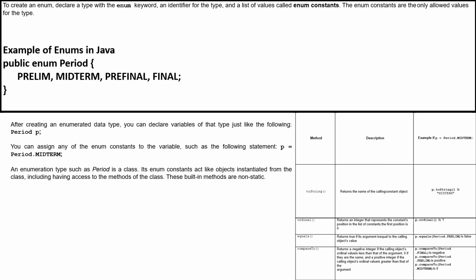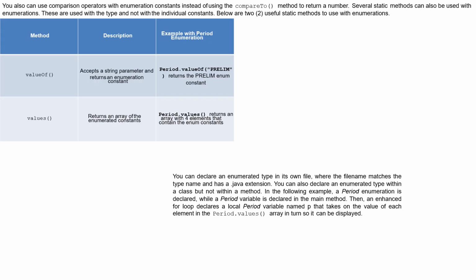The equals method returns true if its argument is equal to the calling object's value. The compareTo method returns a negative integer if the calling object's ordinal value is less than that of the argument, 0 if they are the same, and a positive integer if the calling object's ordinal value is greater than that of the argument. You also can use comparison operators with enumeration constants instead of using the compareTo method to return a number.